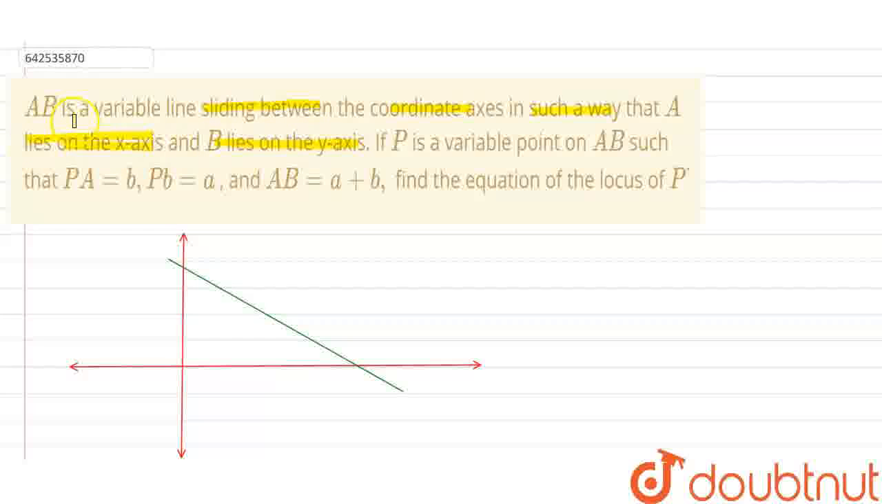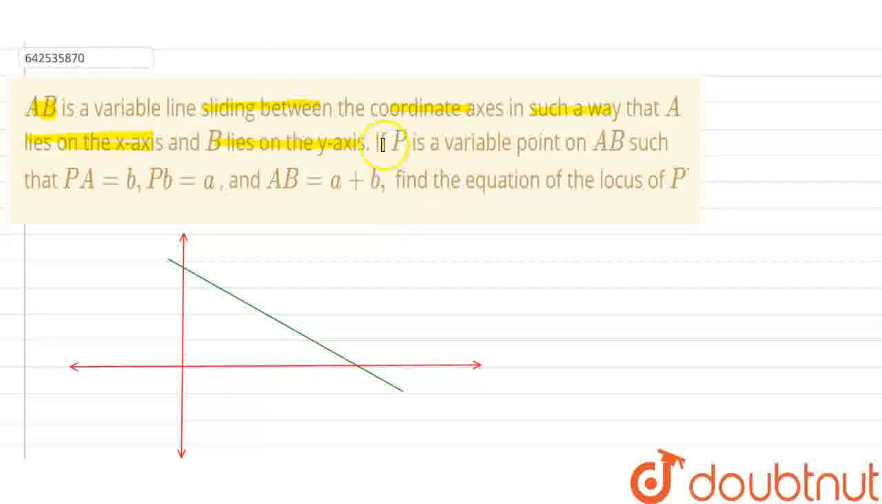So first of all, what is a variable line? That means it is changing, right? AB is changing. So it is sliding between coordinate axes, that means x-axis and y-axis, it is sliding. Alright, so it is changing, and we are given that there is a point A that lies on x-axis and there is a point B that lies on y-axis. So let us first of all complete the question.